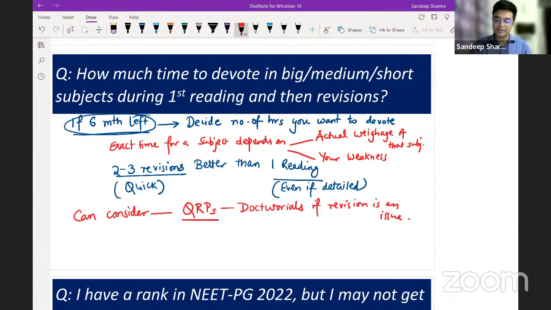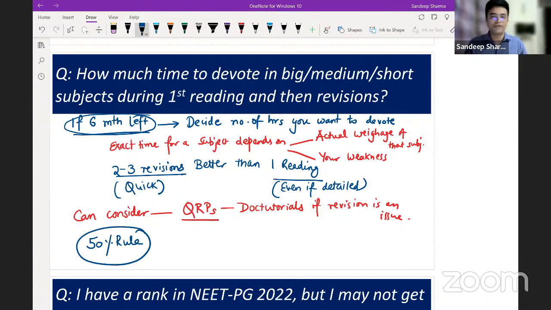Very rightly said, sir. Just to add one small piece of advice. There is a thing I call the 50% rule. Actually, it's been devised by somebody else. But the 50% rule basically means, suppose you have 6 months to go, right? Apply the 50% rule. So your one complete reading of 19 subjects should be done in 3 months, right?